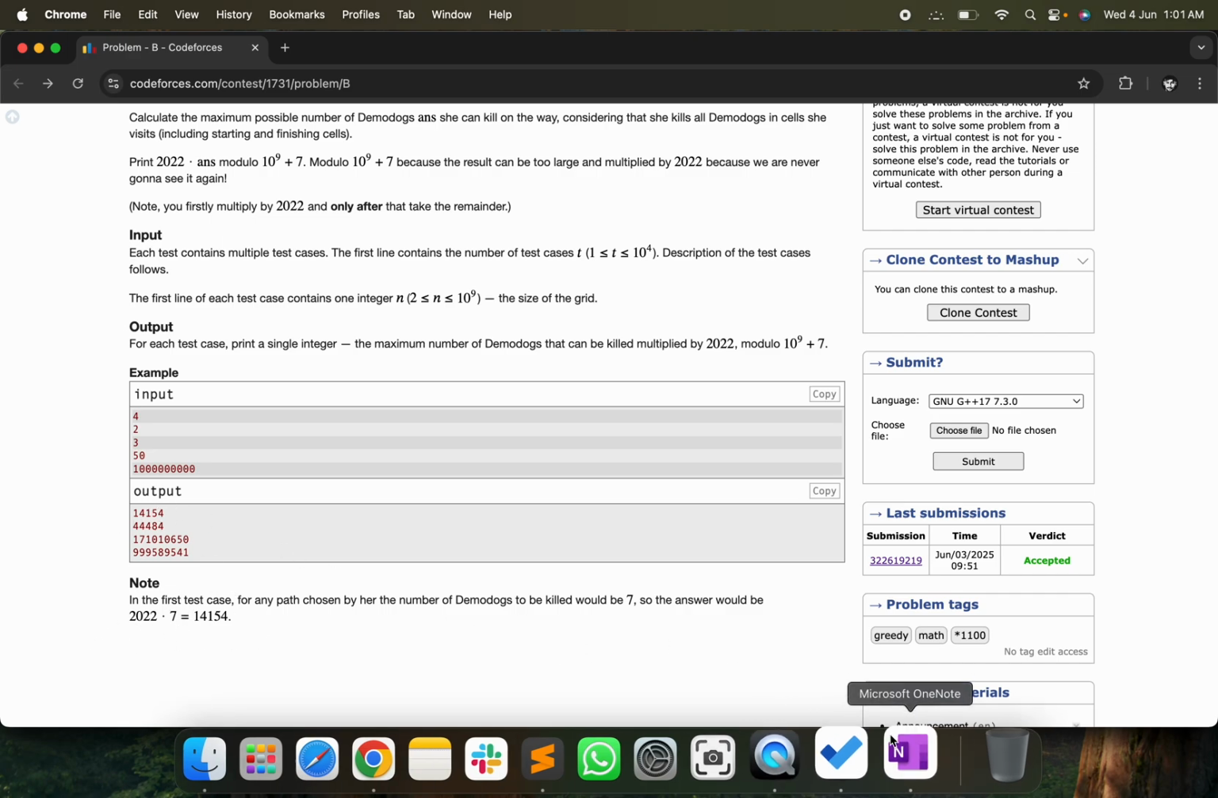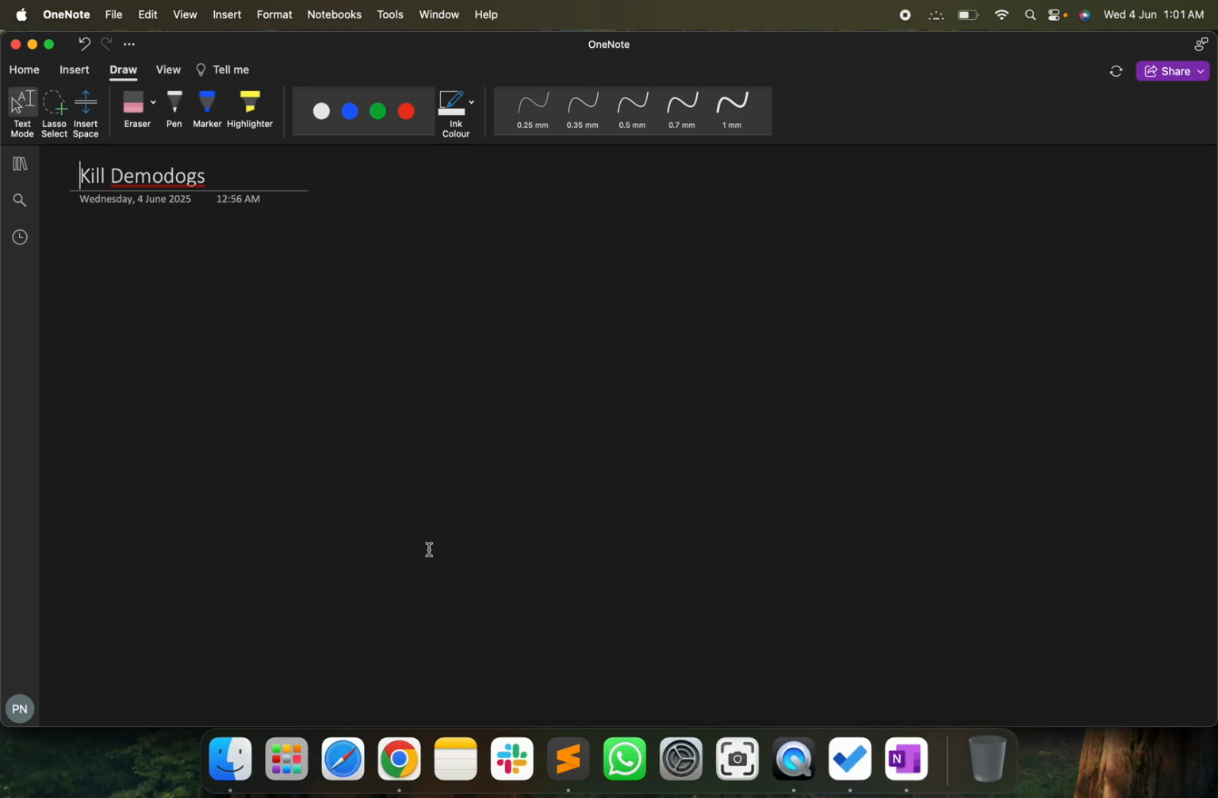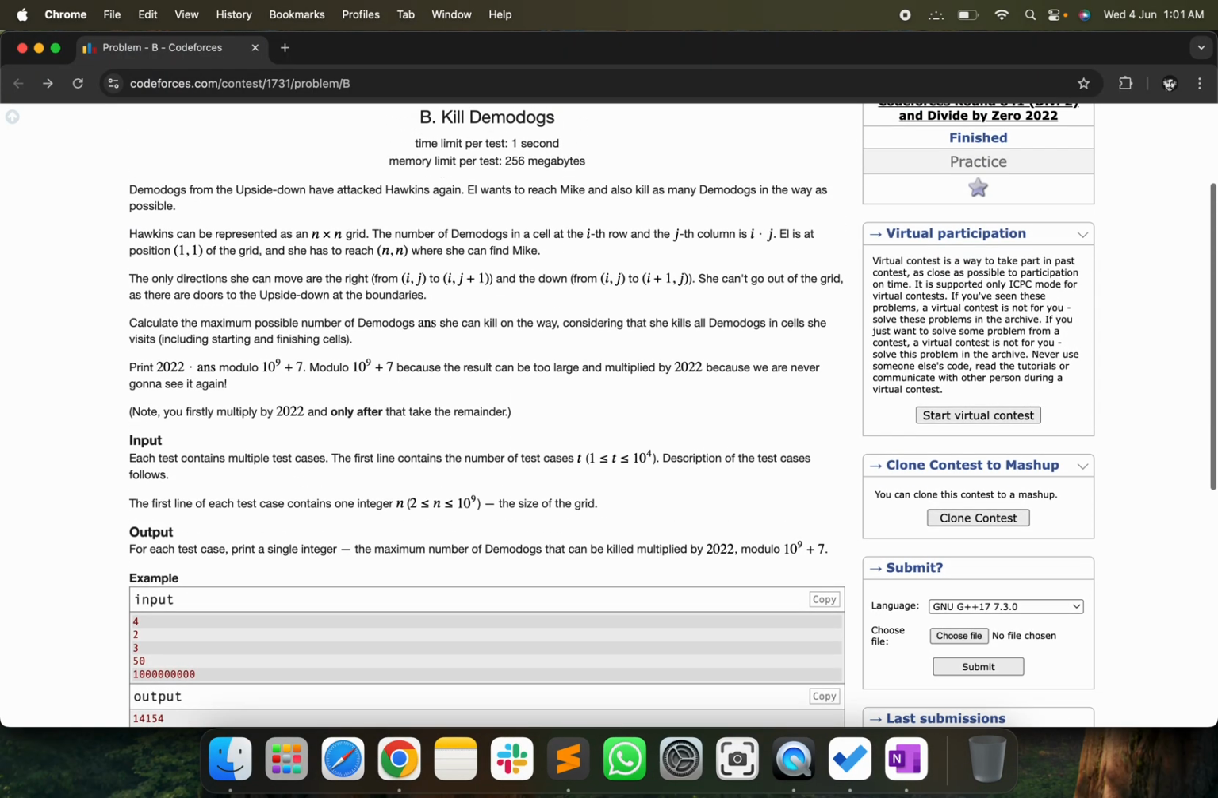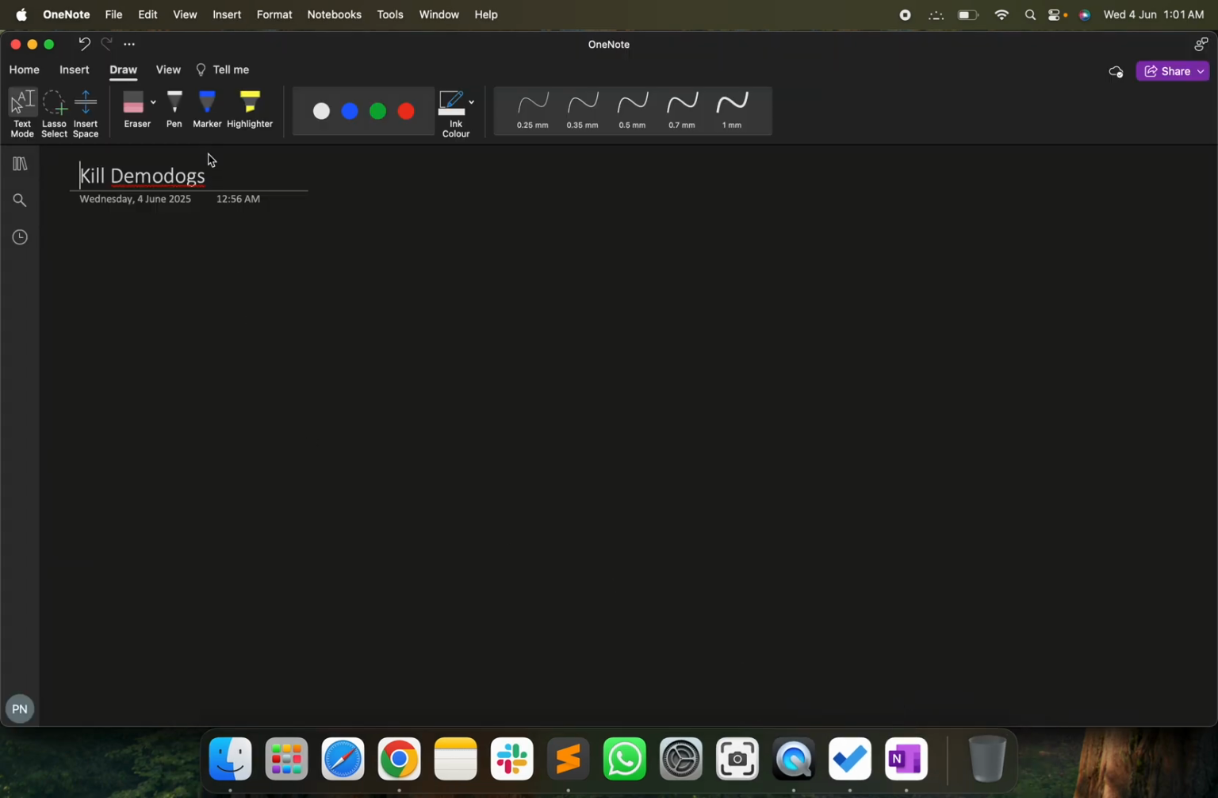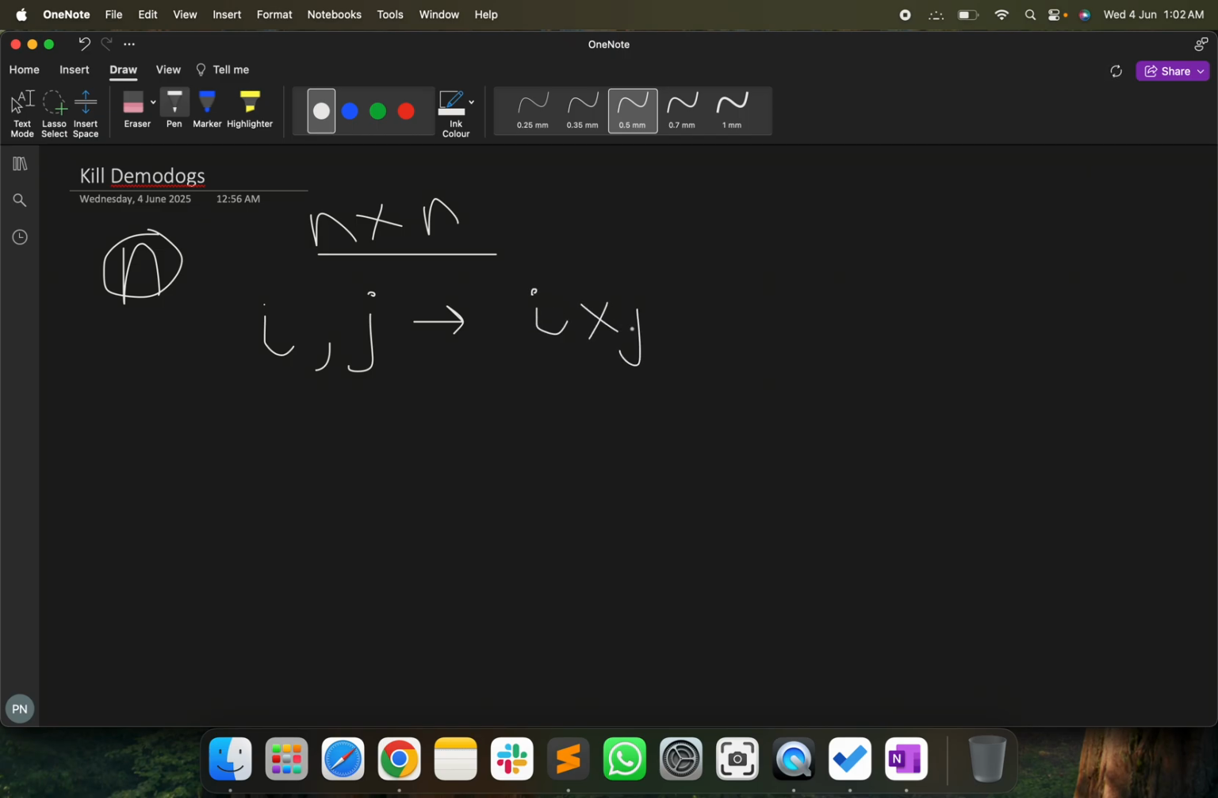Now let's start by first understanding the question. What are the things given to us? There is first a number n, which is the grid. We have a grid of n cross n, and the other thing we know is that at the ith row and jth column, the number of Demodogs is i times j. This is something we know already.